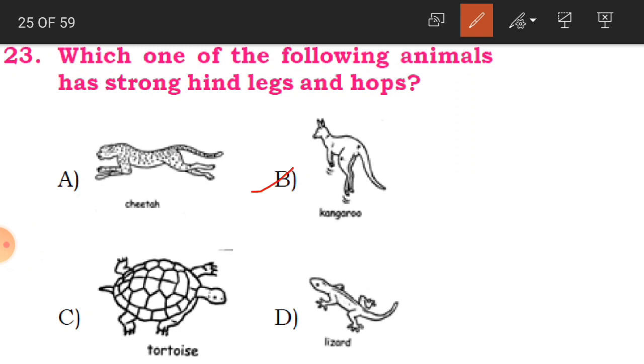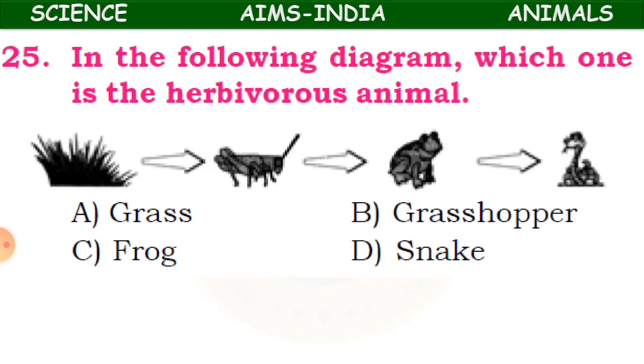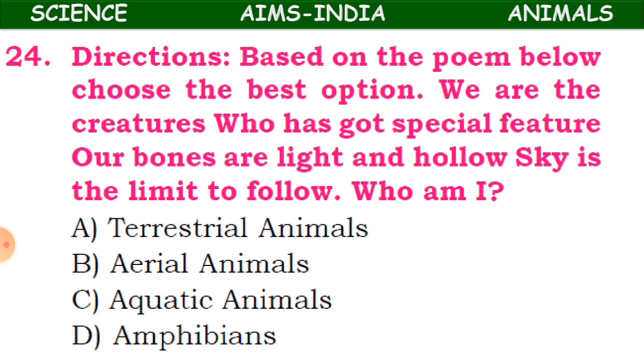Kangaroo. It is the fastest jumping animal actually. Have you seen, children? It will never walk, it just jumps. Because it has got strong hind legs and hooves, it is able to jump. So, B is the correct answer. And directions here: based on the poem below, choose the best option.